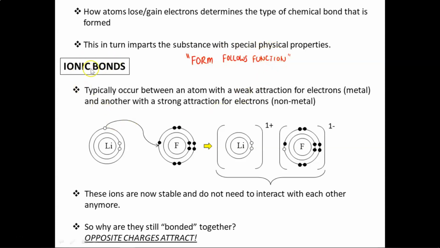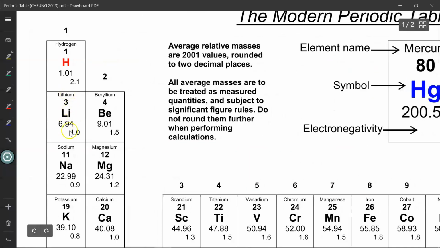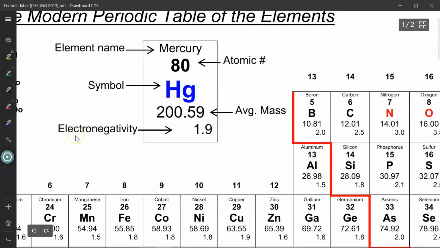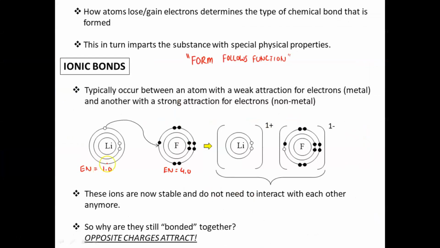Now, if you recall, ionic bonds typically occur between an atom with a weak attraction for electrons, so it has a low electronegativity, typically metals, and another atom with a strong attraction for electrons, so it has a high EN value, and those are typically going to be nonmetals. Looking at lithium, we see that it has an EN value of 1.0, while fluorine has an EN value of 4.0. So lithium has a very weak attraction for the electron, while fluorine has a very high attraction for the electron. As such, lithium will donate its electron to the fluorine, and in the process become a positive cation, while fluorine becomes a negative anion.